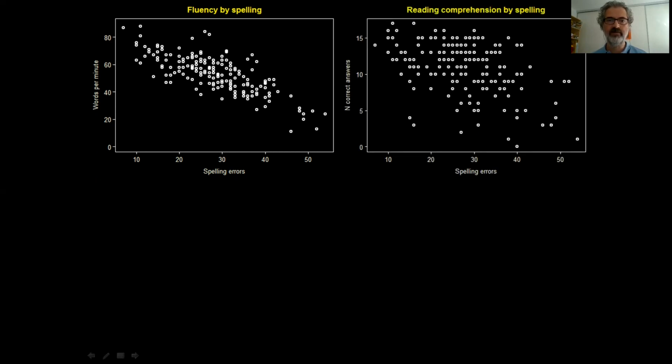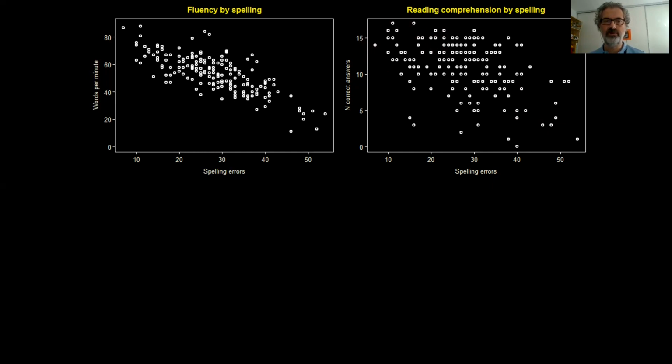This is the corresponding graph for the relationship between the variable reading comprehension score, as the number of correct answers to comprehension questions, and again, number of spelling errors. Again, we see that this looks like a negative relationship. A large number of spelling errors seems to be somewhat associated with a lower score on comprehension, and a low number of spelling errors seems associated with a high score on comprehension.